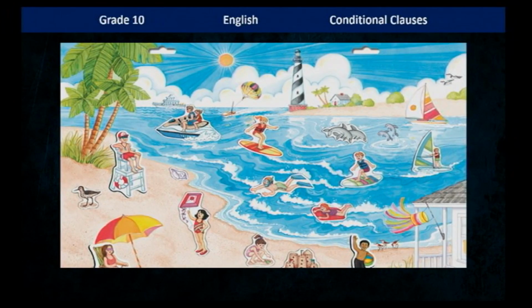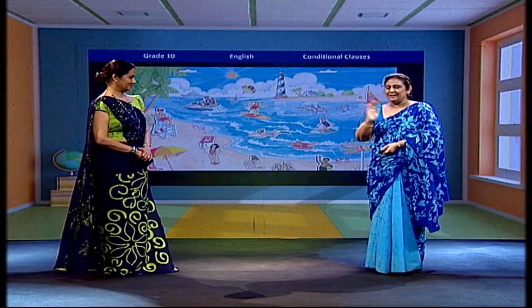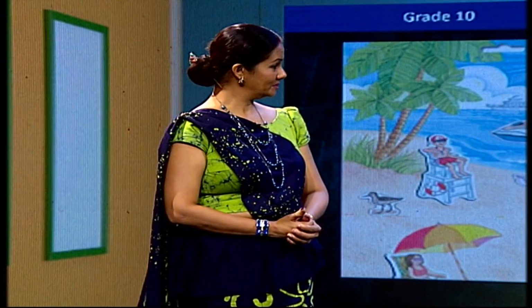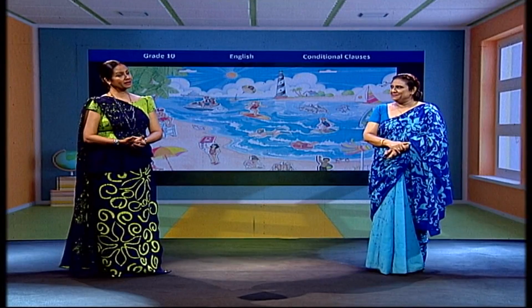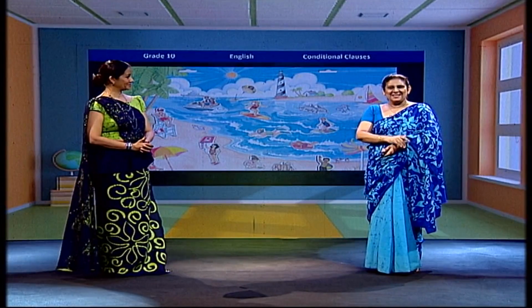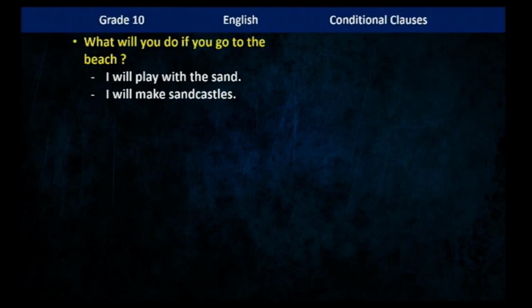Now imagine, Indira Miss, you are not an adult now, you are a child. How would you enjoy? What are the things that you will do if you go to a beach? If I go to a beach, I will make some sand castles, Miss Nirmala. Because small children love to make sand castles. Yes. All right. What else? I will swim in the sea. All right. Now let us see what a child would do if he or she goes to the beach. I will play with the sand. I will make sand castles. So now shall we put this in if sentences?